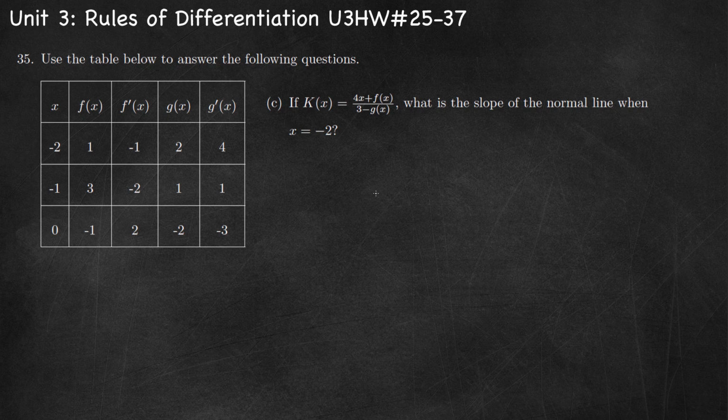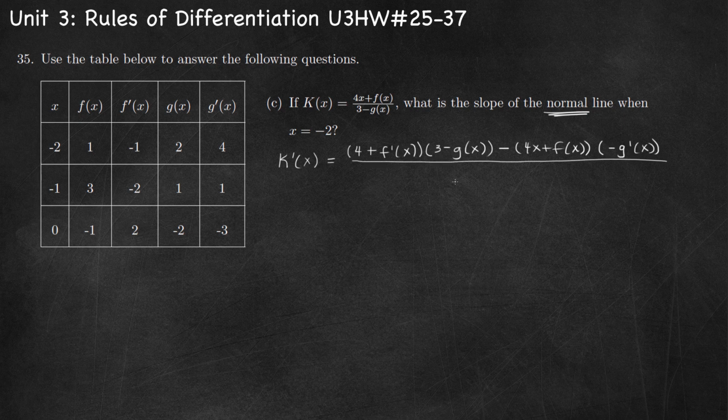And part C, if k of x equals 4x plus f of x over 3 minus g of x, what is the slope of the normal line when x equals negative 2? So let's find our derivative. K prime x equals derivative of the top, so 4 plus f prime x, times the bottom, 3 minus g of x, minus the top, 4x plus f of x, times the derivative of the bottom, which will be negative g prime x, over bottom squared, 3 minus g of x squared.